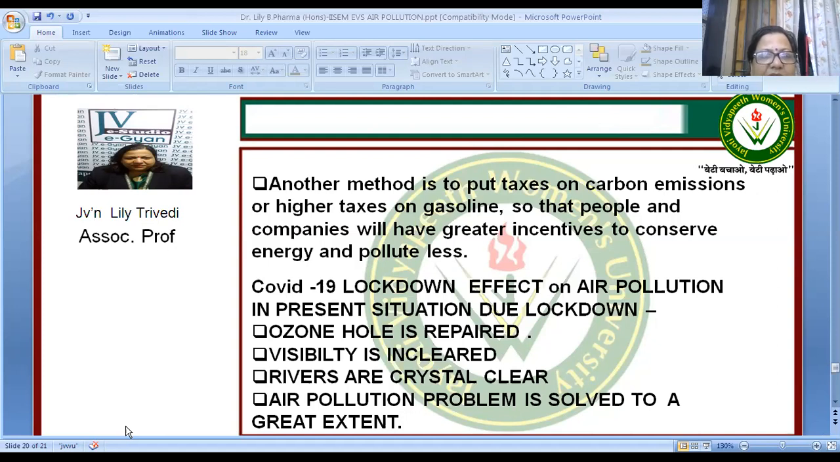So, due to a very sad disaster, the effect of lockdown on air pollution has been great, and the air pollution level has reduced, and the hole in the ozone layer has also repaired itself. So it is a blessing in disguise, though it has caused so many losses and still is acting.